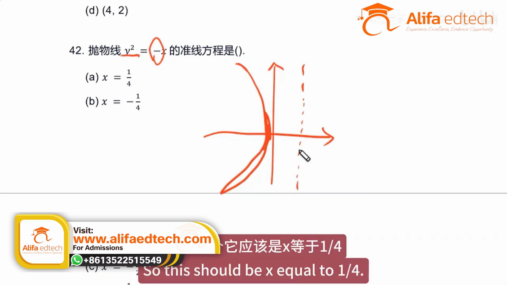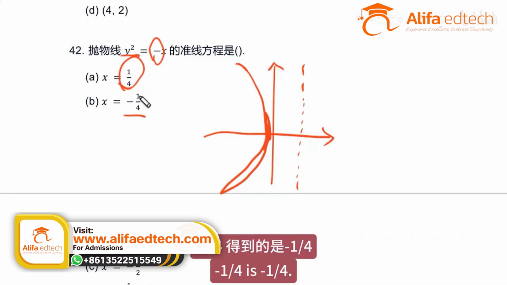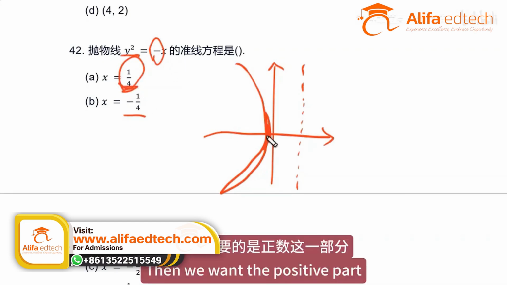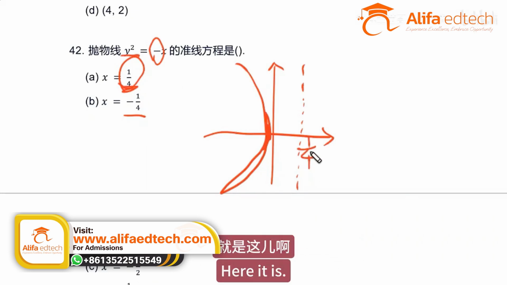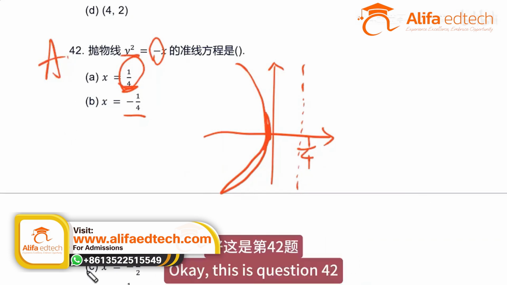So this one, it should be x equals 1/4, right? This is 1/4. Use -1 divided by 4. -1 divided by 4 gives -1/4. But what we want is the positive part here. It's right here. This is 1/4. So choose the first option for this one. All right, this is question 42.